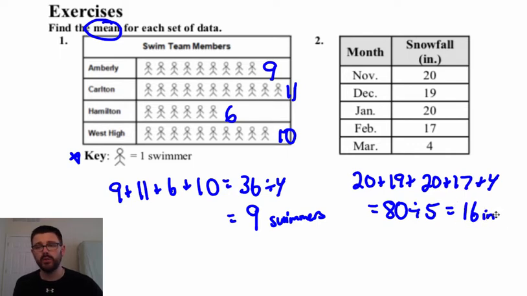That's a lot of snow in a given month, but our average is 16. We had a couple months that are a little higher. We had a couple months that are a little lower. In fact, we had one month that's really low, so that kind of pulled everything down to that 16. It's kind of a balance between those highs and those lows.